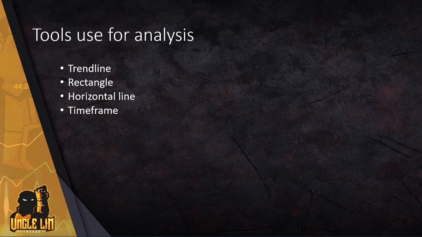Okay, now we are going into tools used for analysis. Before we start technical analysis, Uncle needs you guys to know where you can get all the tools that are needed for technical analysis. The tools that Uncle uses for technical analysis are 4: trend line, rectangle, horizontal line, and also time frame. First, we need to know where we can get these tools.